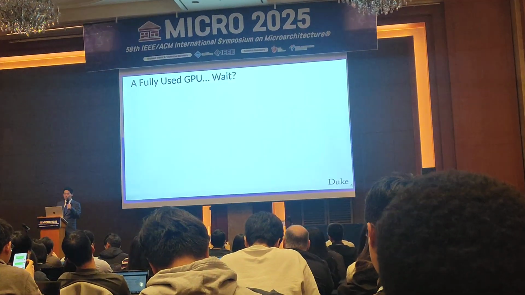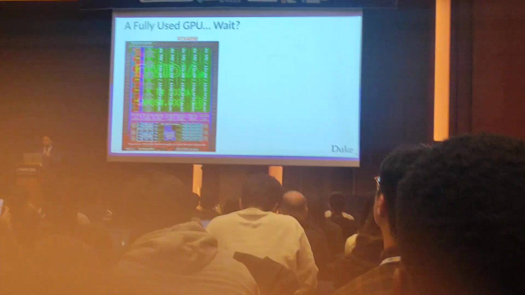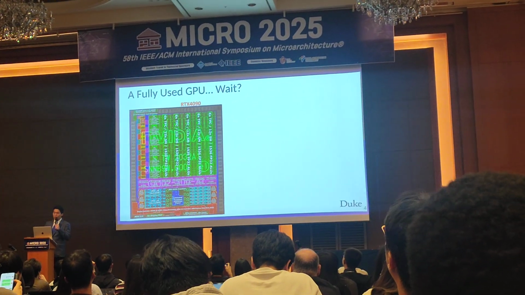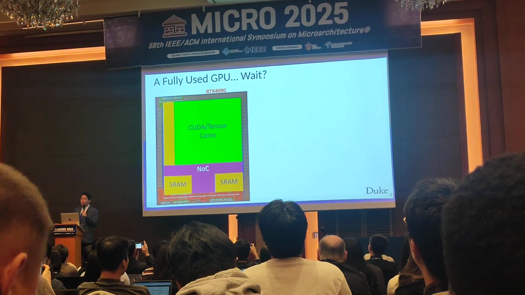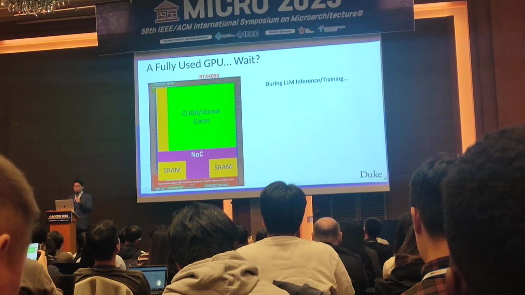So everyone knows that GPUs are pretty busy when running large language model workloads. And when we look at the die of a GPU, we can find several components. And we know that all these components, such as the CUDA cores, the on-chip network, and the memories are being saturated during inference and training.